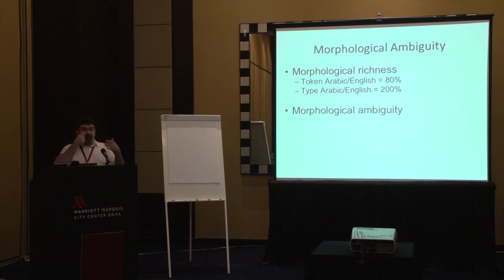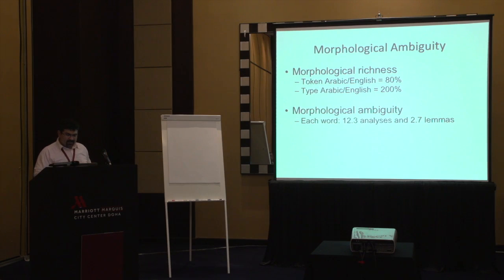But when you look at the number of forms, the unique types, you find that Arabic has twice as many as English, even though the total number of tokens is actually smaller. And this is because of the richness. Words are packed with information, and that's why you get a smaller number of words, but more forms of those words.